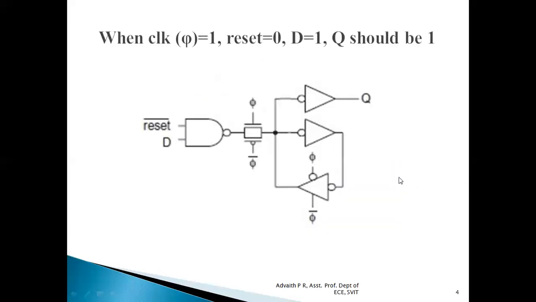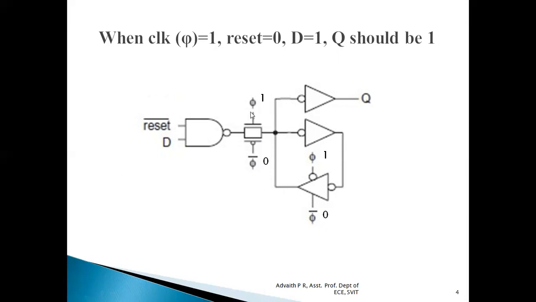Let us consider the first case. When clock is 1, reset is 0, and D input is logic level high, the output which we have to get is 1. Q should be equal to 1. Let us see how we get that. So when clock is 1, clock bar should definitely be equal to 0.